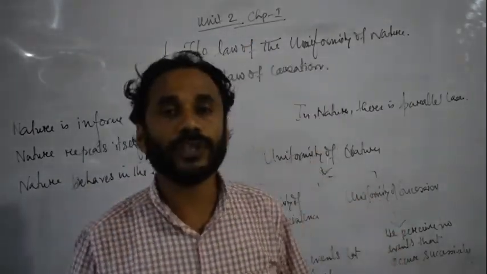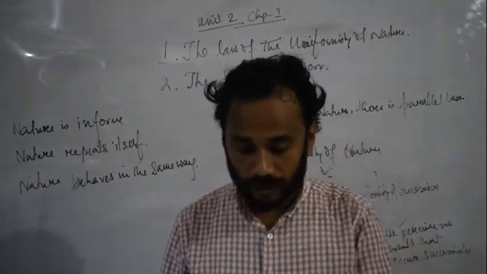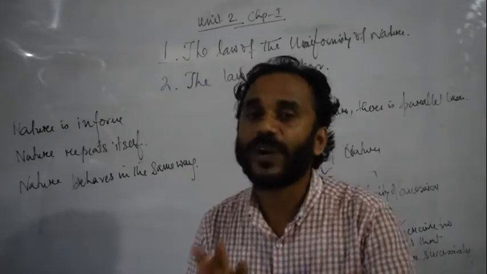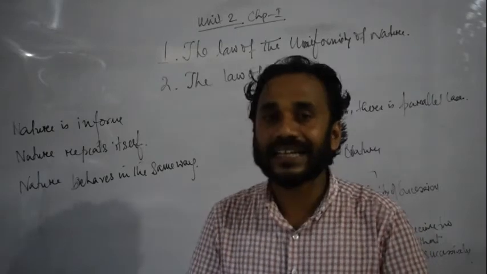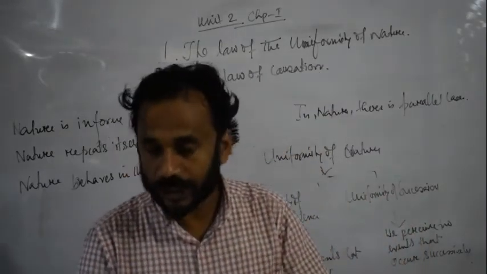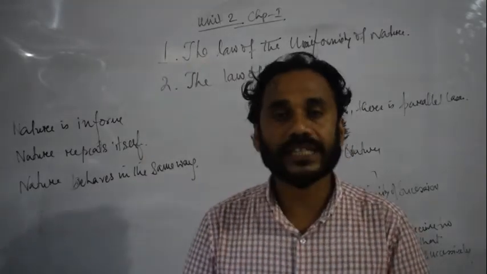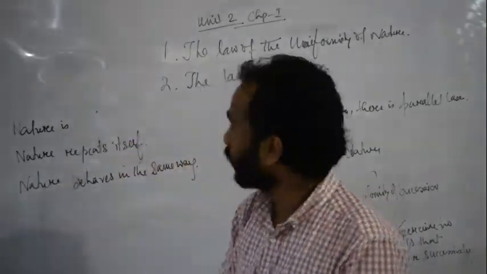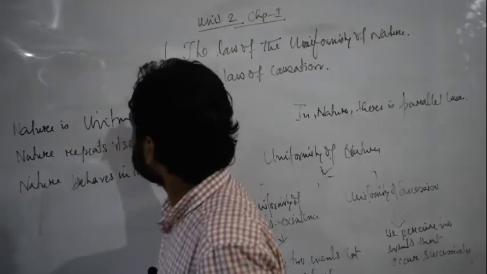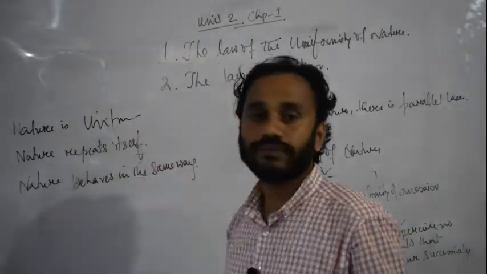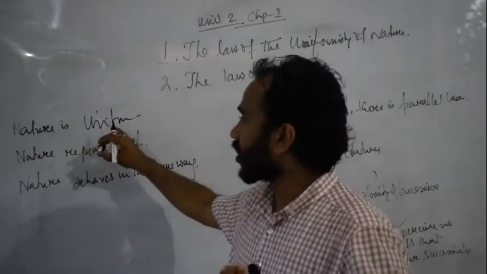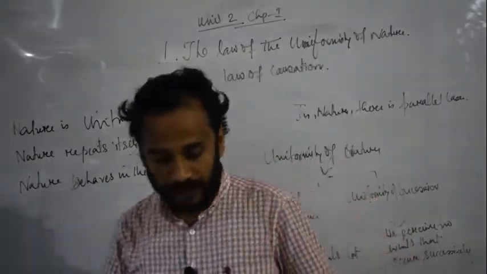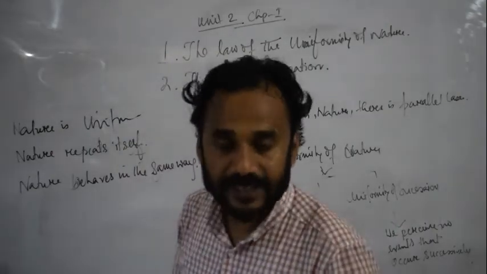So, the law of the uniformity of nature means what? First of all, different logicians have expressed it in different ways, but in general, uniformity of nature means nature is uniform. Nature repeats itself. Nature behaves in the same way under similar circumstances.